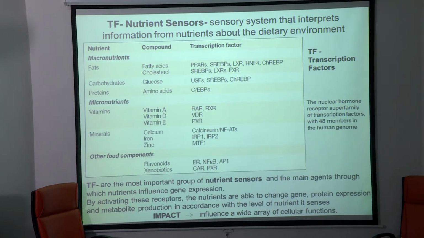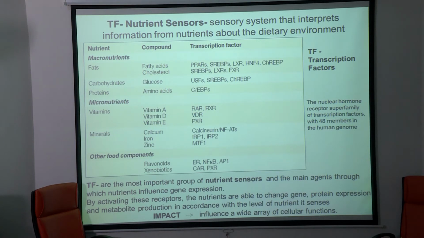And here, in transcriptional nutrition, the transcription factors play a very important role because they act as nutrient sensors, the main agents through which the nutrients influence gene expression. We saw that when nutrients entered, what was their fate? They can impact gene expression through pathway A, pathway B or pathway C. But what is the middle person which is going to take them to that gate where it will alter the gene expression? They are the transcription factors.